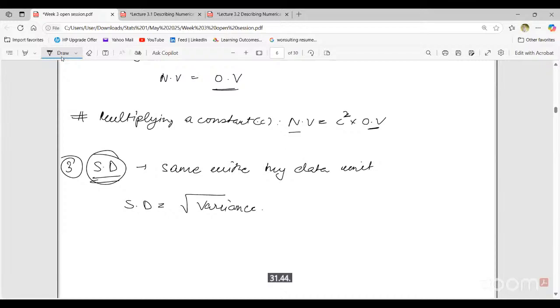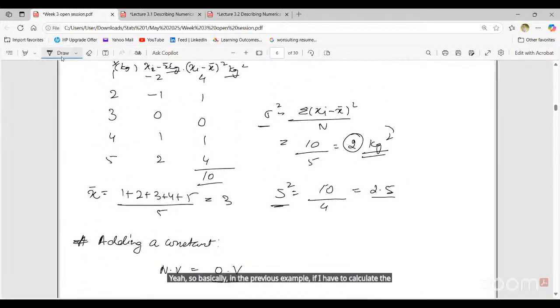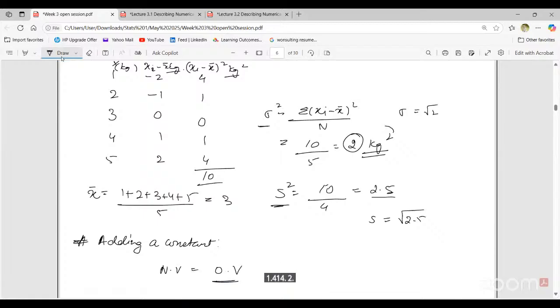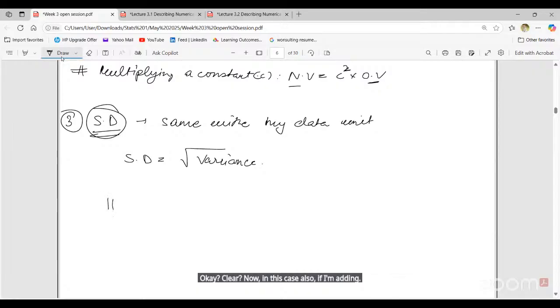So basically in the previous example, if I have to calculate the standard deviation, my sigma would be equal to square root of 2. And if I have to calculate the sample standard deviation, it would be s equals square root of 2.5, which is 2.1 something. Clear? In this case also, if we take the square root of kg square, it will be kg, so it will be root 2 kg.